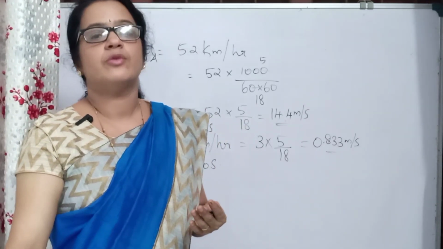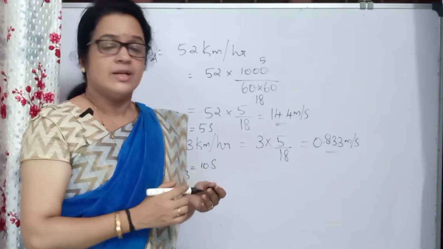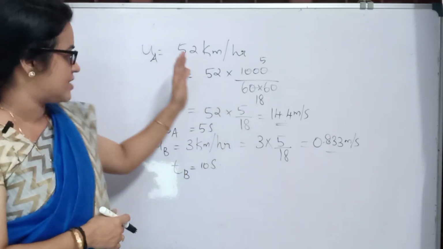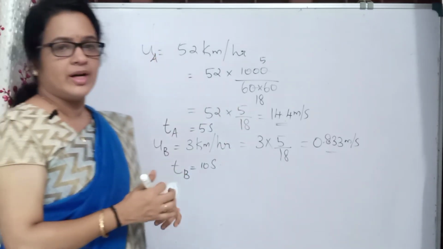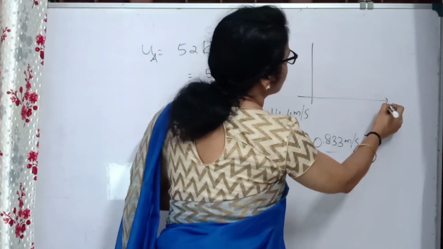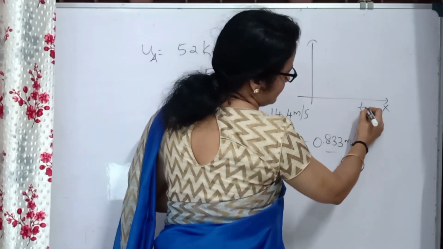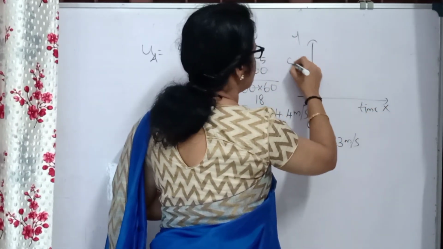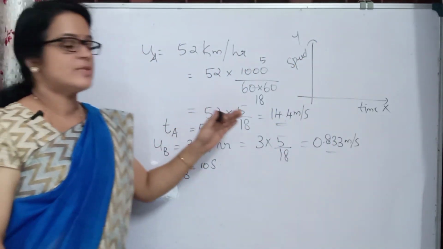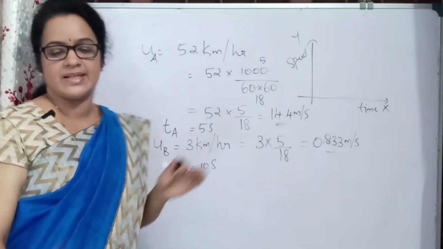Okay, now we have to plot the graphs of the two cars. So how we can draw the speed time graph of these two cases? So first of all we can draw the first case. So how we can take the quantities? Along x-axis we have to take the time interval, and along y-axis, speed we have to take. So here we have the speed 14.4 meter per second at a time interval of 5 seconds.